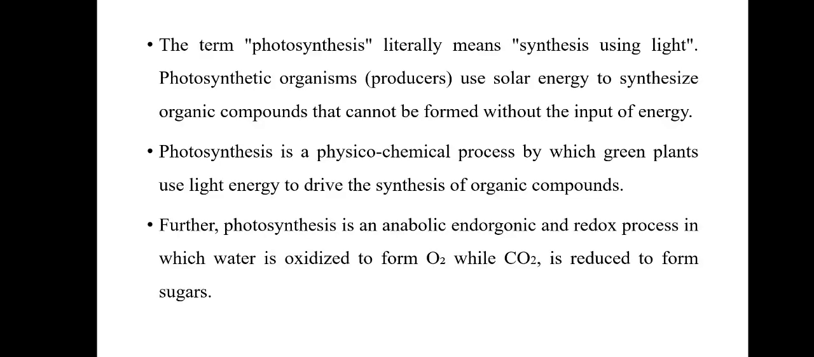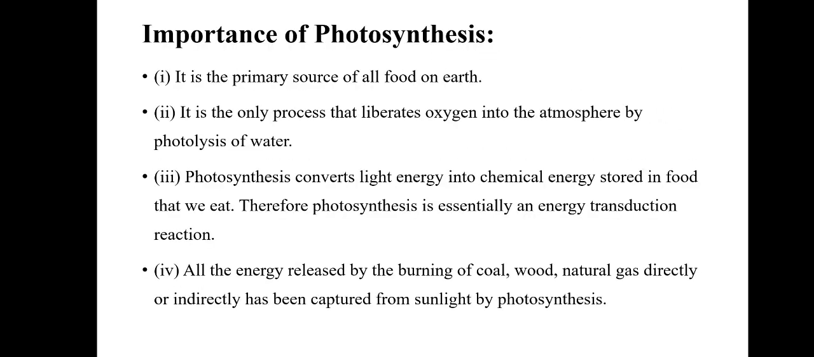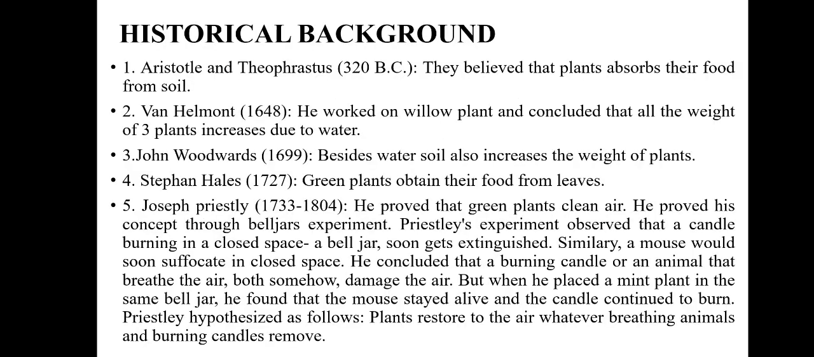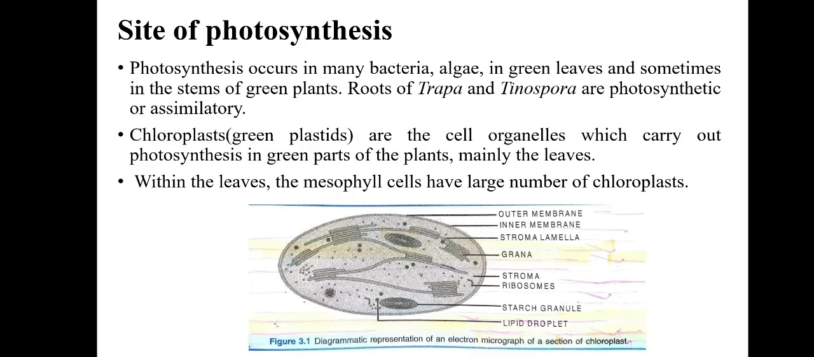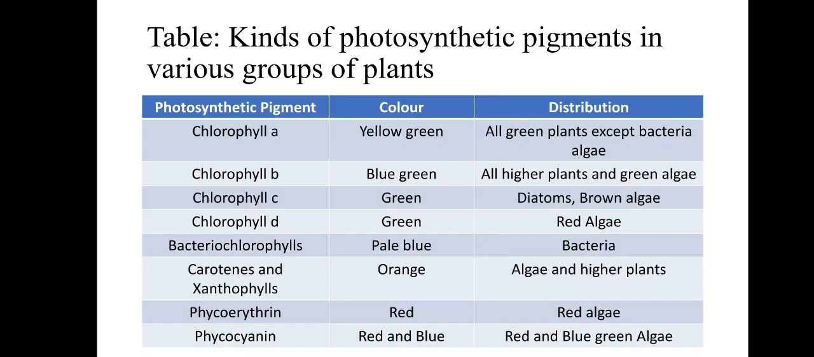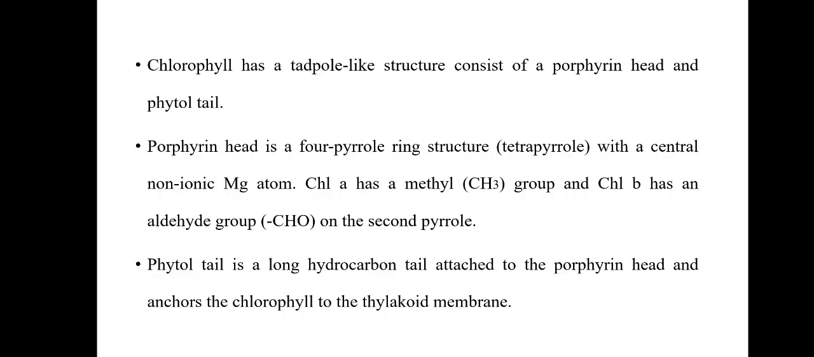Then the complete process of photosynthesis. So here are the importance of photosynthesis, historical background of photosynthesis. Then the site of photosynthesis is the chloroplast, and these are different types of photosynthetic pigments like chlorophyll A, B, C, D. Then bacteriochlorophyll, which is present in bacteria. Then carotene, xanthophyll. Then phycoerythrin and phycocyanin present in algae.